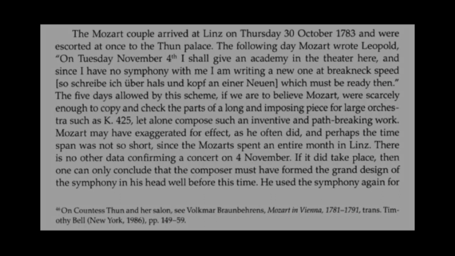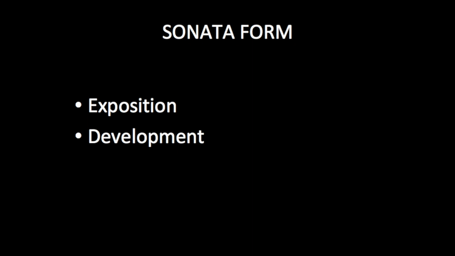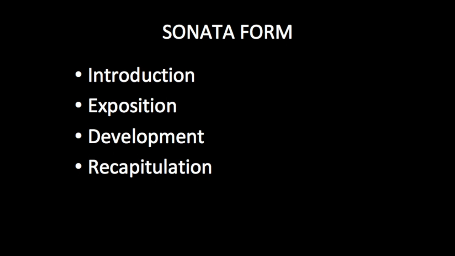Stepping away from the Linz Symphony for a moment, here is my very basic summary of sonata form. A typical sonata form has 3 main sections: the exposition, the development, and the recapitulation. Some also begin with a separate introductory section, or end with a separate coda section, but the finale of the Linz Symphony doesn't have either of these.